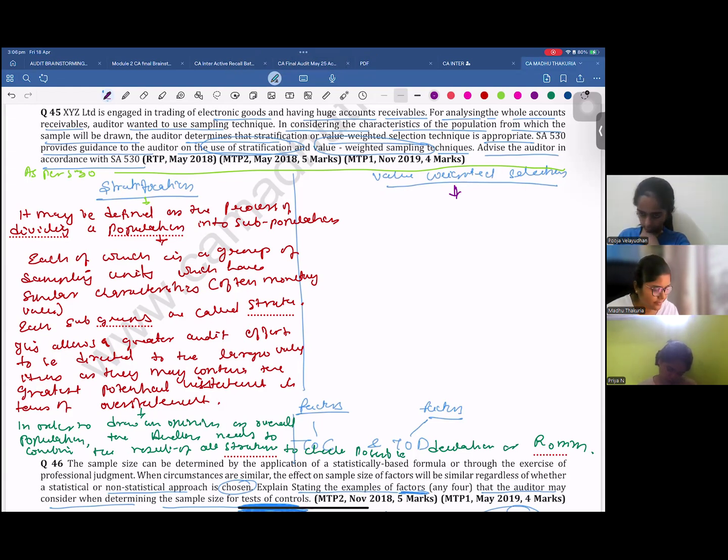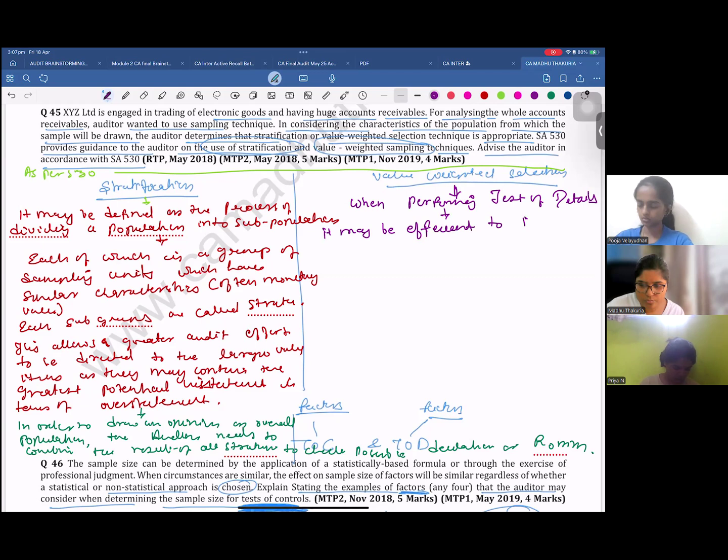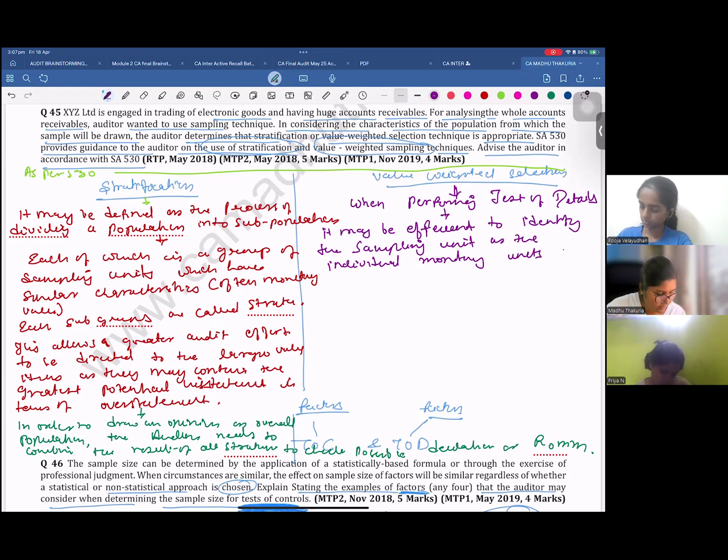Then what is value weighted selection? When performing tests of details, it may be efficient to identify the sampling unit as the individual monetary units that make up the population.